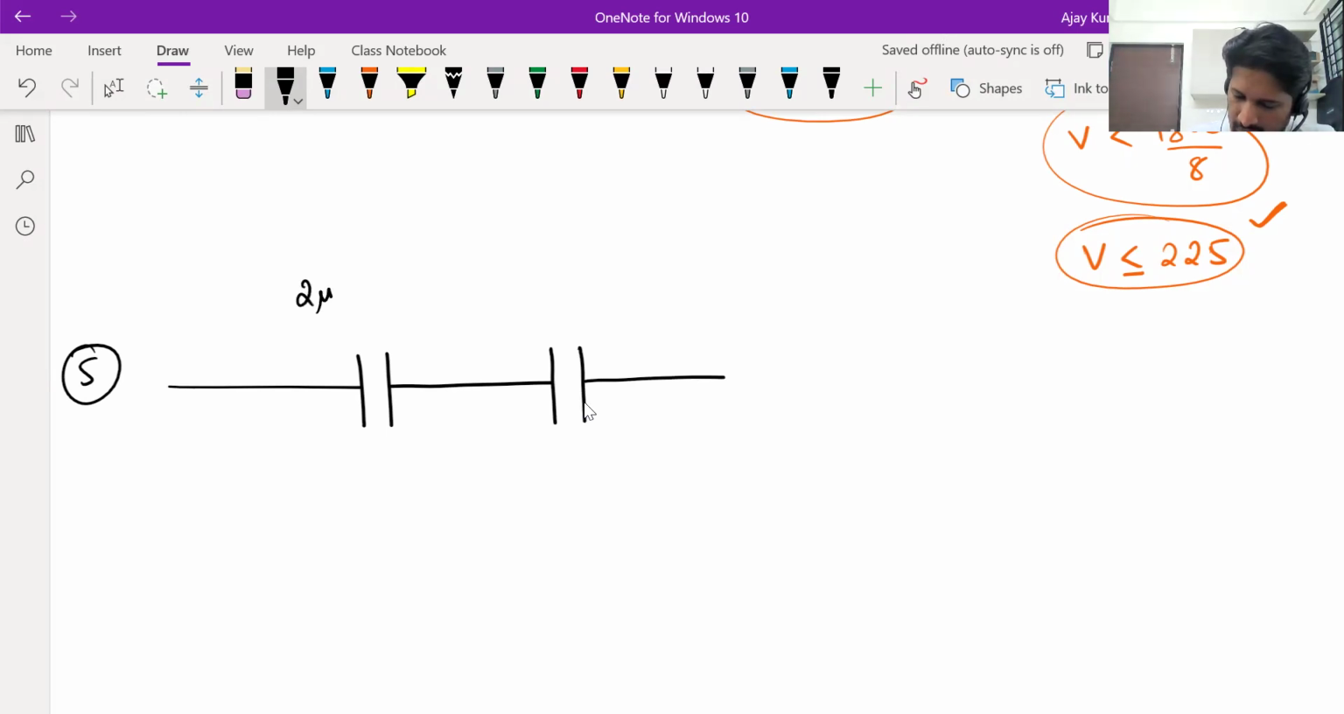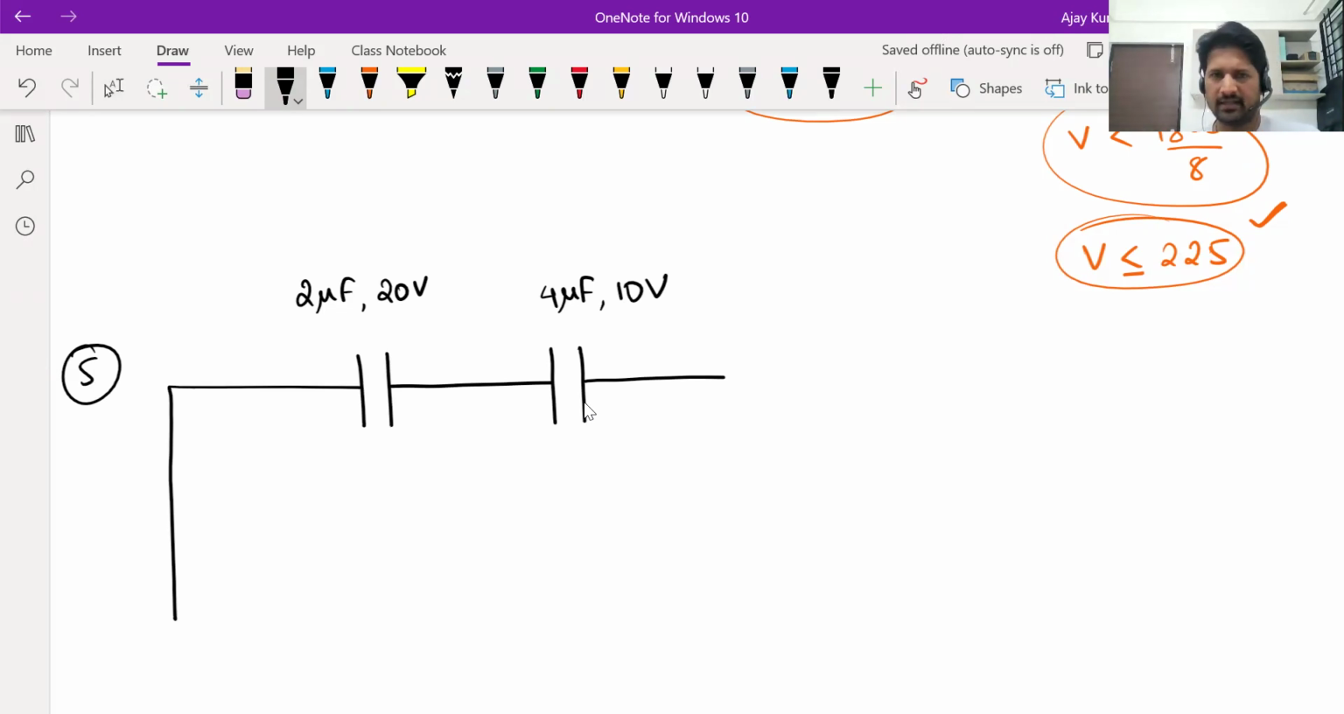Let's say this is a 2 microfarad 20 volt capacitor, and this is a 4 microfarad 10 volt capacitor. Okay, there could be a dielectric inside, whatever, doesn't matter. Capacitance is given to you, so even if dielectric is there, you don't even need to know what is the dielectric constant and all, even if it is there. The question is to find out what maximum voltage you can apply across this series such that both capacitors operate safely.